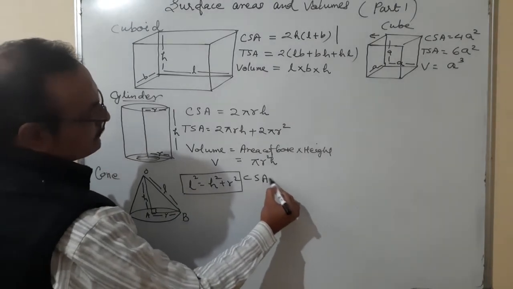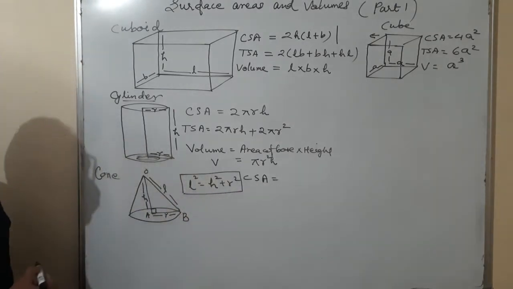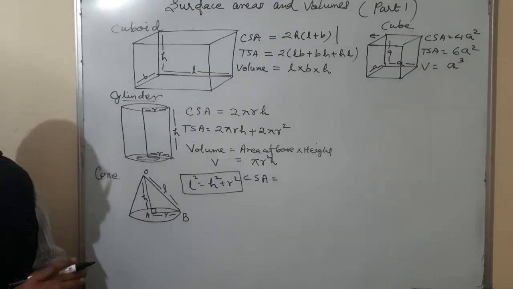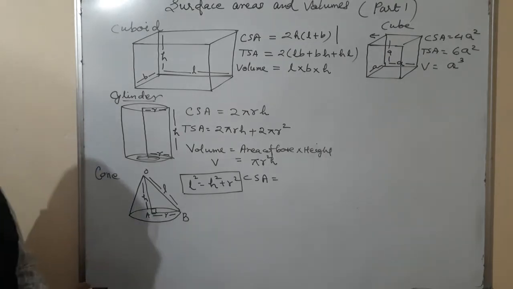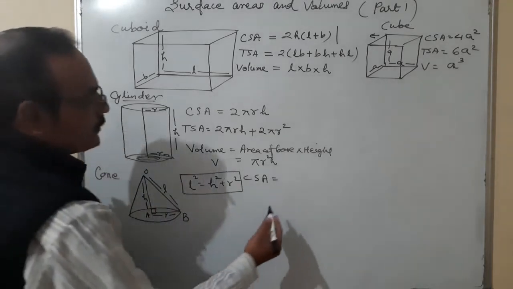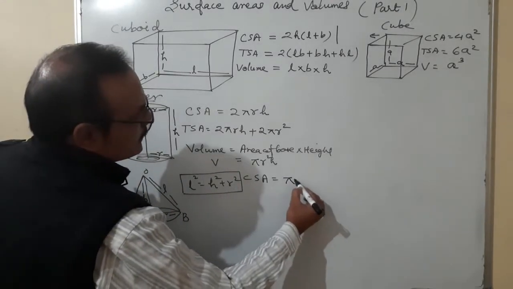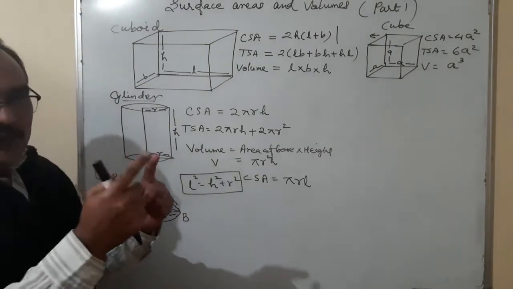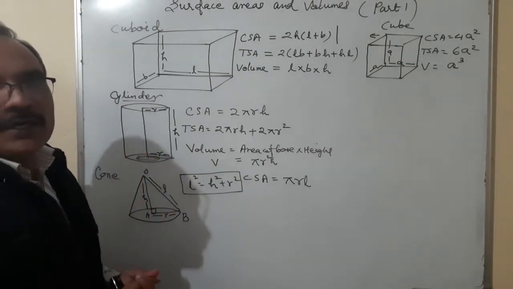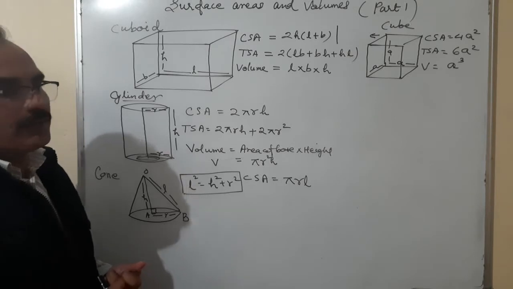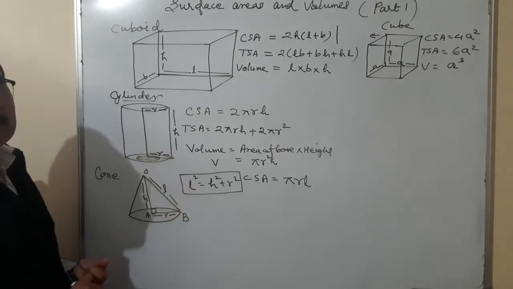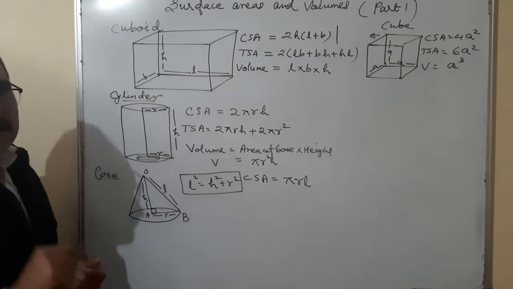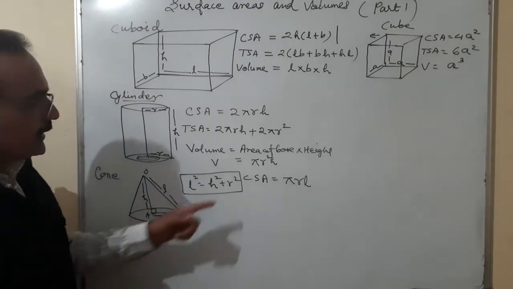CSA of cone. Actually it is a shape of a triangle, and the area of a triangle is half into base into height. So half into base into height becomes pi r L, because the base shape becomes the circumference of a circle. Circumference of a circle is 2 pi r. So 1/2 into 2 pi r multiplied by L, the slant height. So the 2 cancels, pi r L.